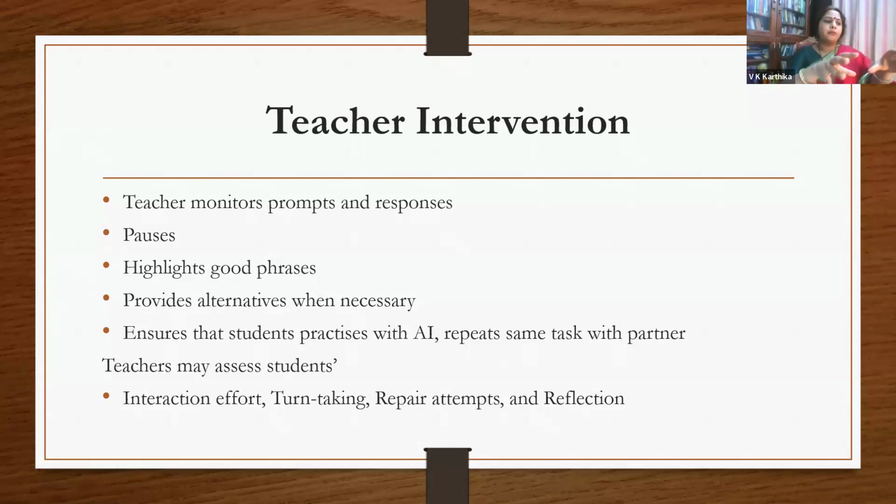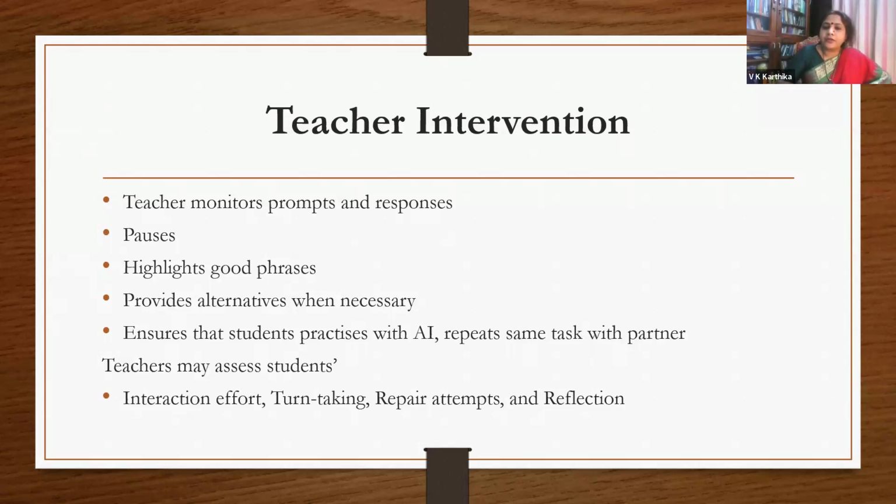So it shouldn't stop with the teacher asking students to go ahead with the AI practice, but the classroom interaction should also focus on the teachers helping the students to do that interaction in person. There might be changes, right? So asking them to monitor those kinds of human interaction and human AI interaction can also be very interesting for the students. So interaction effort, turn taking, repair attempts, and reflection should be the ones that the teachers assess if they want to assess this AI integrated teaching.